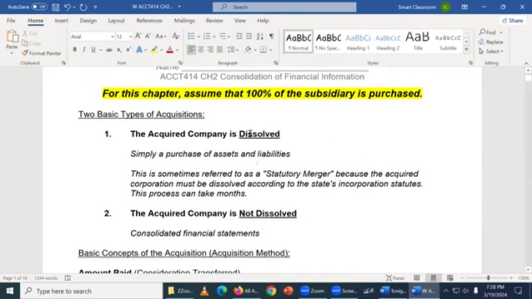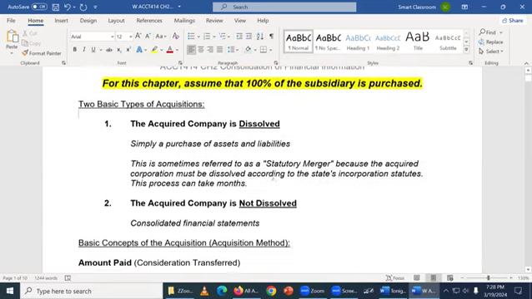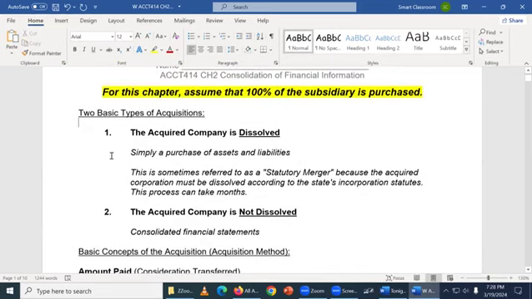Okay, now, when we buy the entire company, there are two different things we can do. We can dissolve the company, say, okay, you no longer exist. We're going to pick up your assets and liabilities. We bought the company, you get all the assets, you get all the liabilities that go with it. And we are going to eliminate that company. It'll no longer exist. So your assets will become our assets and your name will disappear.